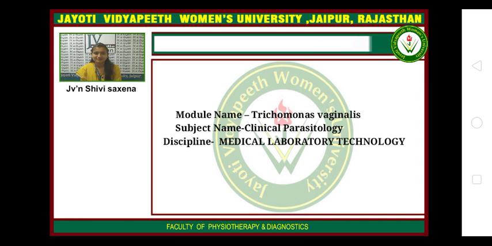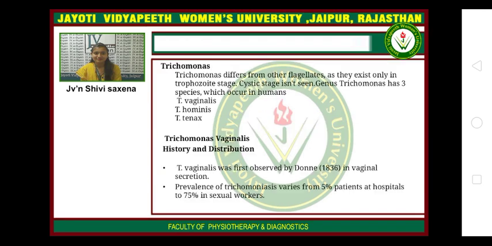My topic is Trichomonas vaginalis. Trichomonas differs from other flagellates as it exists only in the trophozoite stage. Cystic stage is not seen. Genus Trichomonas has 3 species which occur in humans.